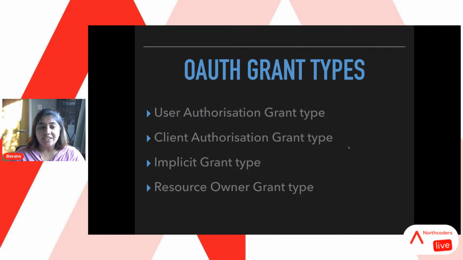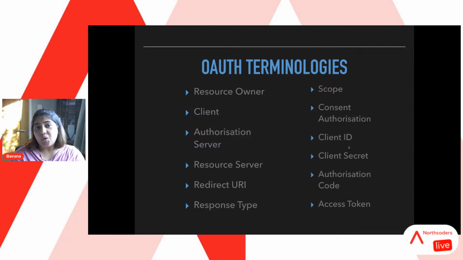Now, some of the OAuth terminologies that we come across took a long time for me to actually understand, because they use specific terms for specific things. Resource owner is you as a person at the endpoint who's making the request. And then the client would be the client. For example, if you go into Airbnb and they make a request to Google or whoever you want to use credentials from, the client would be Airbnb at that point.